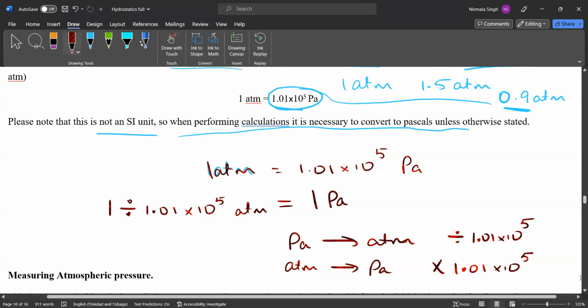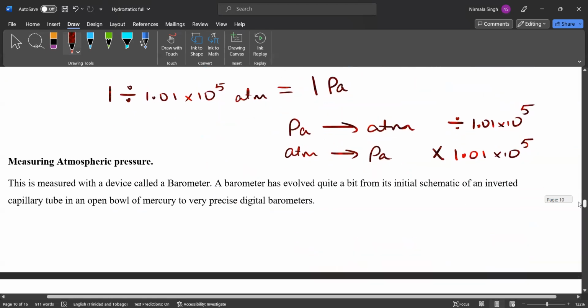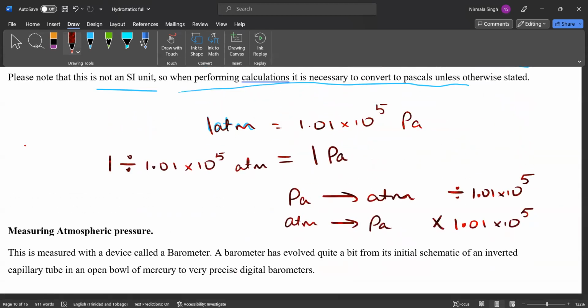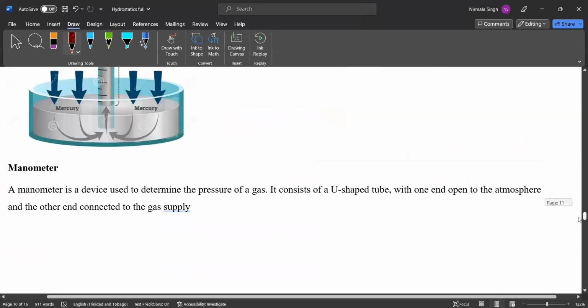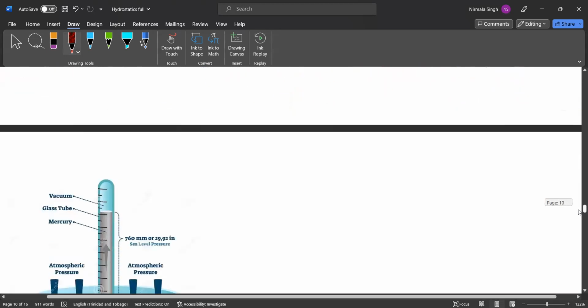All right, and I will wrap up now. I will stop at measuring atmospheric pressure with the barometer because this takes a little while. This takes some maths to do. It's more than this.